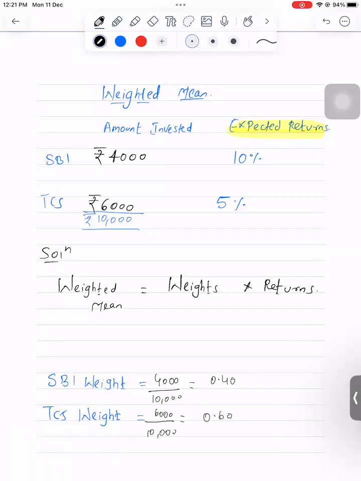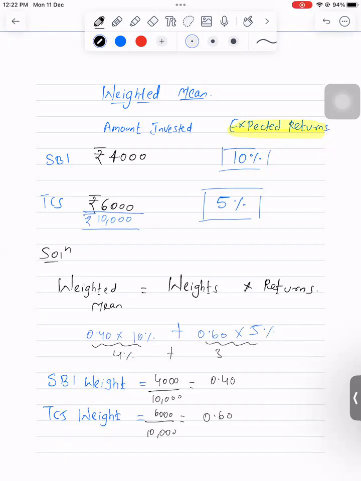So weightage of SBI is 0.4. I will multiply with expected return of SBI, which is 10%. Plus weightage of TCS is 60. I will multiply with expected return of TCS, which is 5%. Now, when you do this calculation, 0.40 into 10, okay, this will be 4%. 0.60 into 5, this will be 3%. So 4 plus 3, okay, weighted mean is coming how much? Weighted mean is coming 7%. So it is expected this portfolio will deliver 7% return.